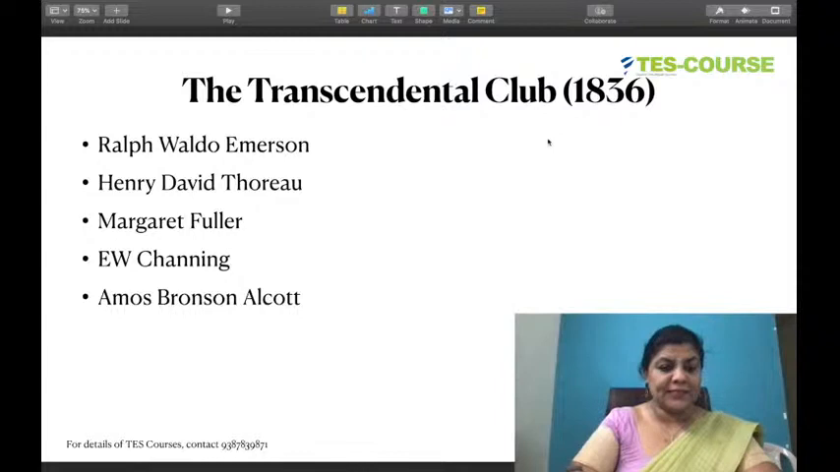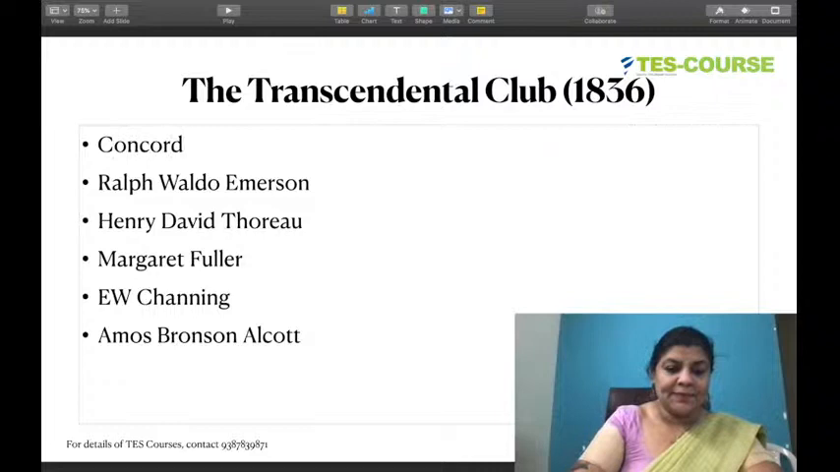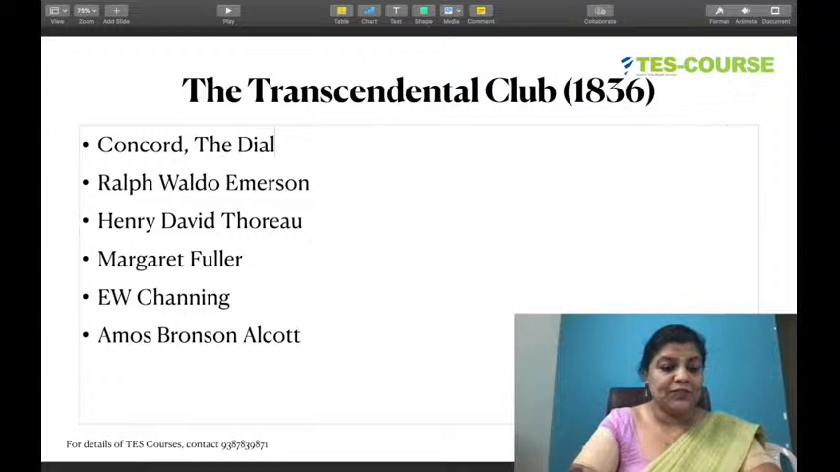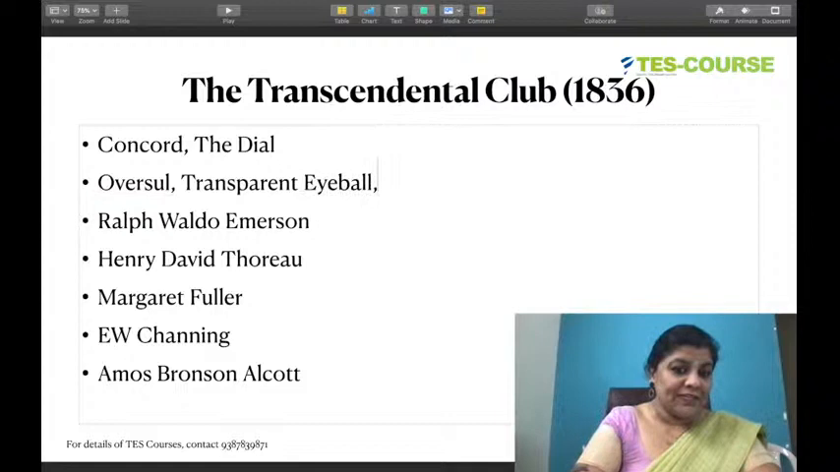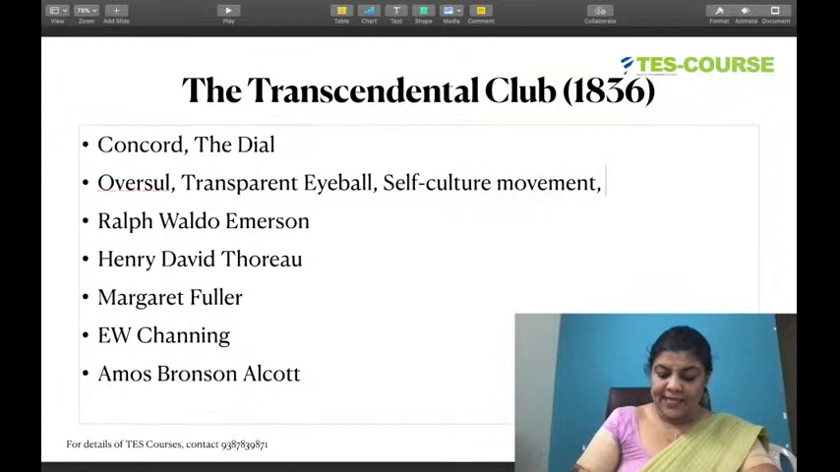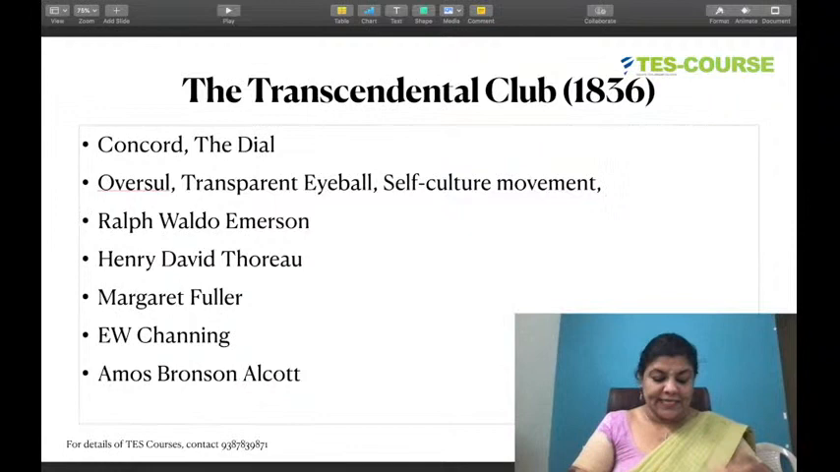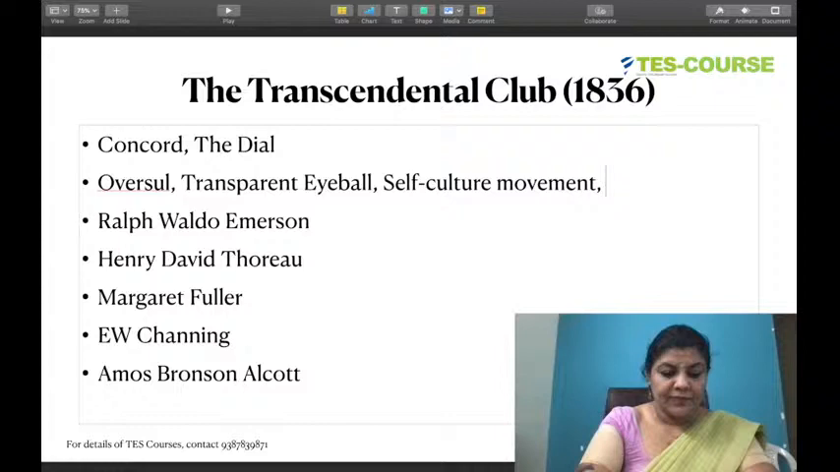And tell me, what is the place associated with Transcendentalism? Concord. What are the important concepts of Transcendentalism? Oversoul, the transparent eyeball, the self-culture movement, nature itself is an important concept, self-reliance. These are important aspects of Transcendentalism.